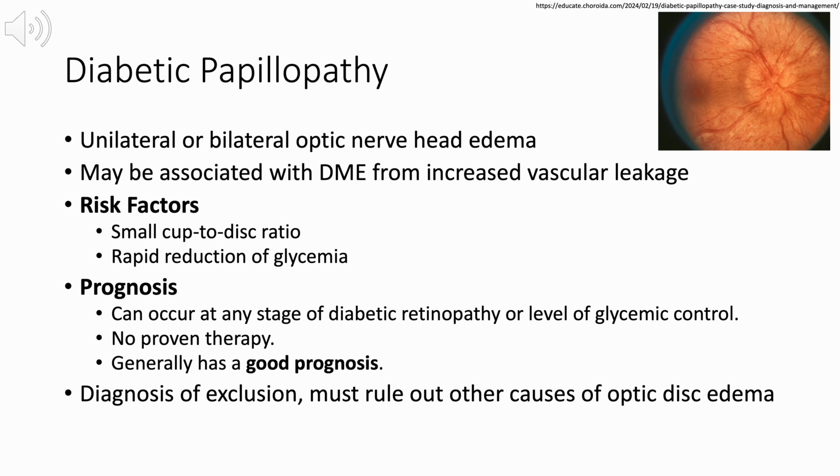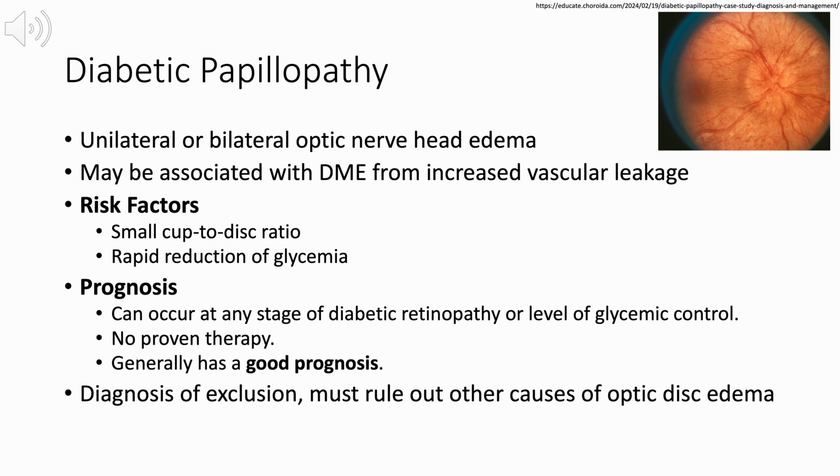Two risk factors are described. The first is a small cup-to-disc ratio, the so-called disc at risk, where a crowded optic nerve head has limited space to accommodate any swelling. The second is rapid reduction of glycemia, which is a striking and clinically important association, since it means that aggressive correction of hyperglycemia can itself precipitate this condition.